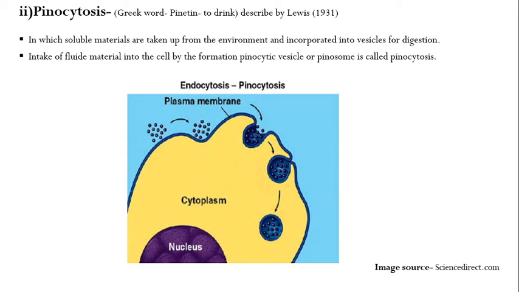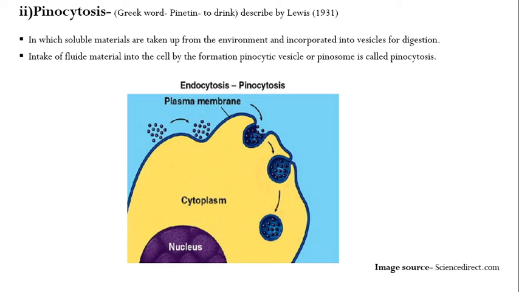The second point is pinocytosis. Pino means liquid. Phagocytosis means eating cells; pinocytosis means drinking cells. In this, soluble materials are taken up from the environment and incorporated into vesicles for digestion. The intake of fluid material into the cell by the formation of pinocytic vesicles, or pinosomes, is called pinocytosis.